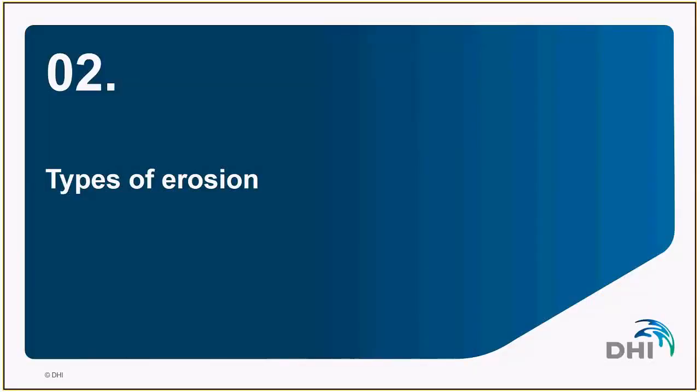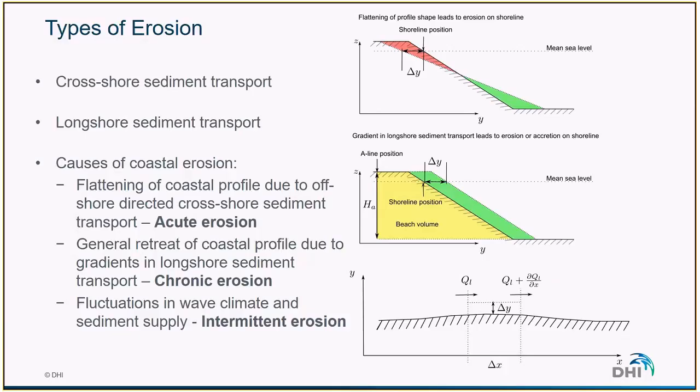As we have seen in the previous webinar, there are different types of coastal processes which lead to different types of sediment transport, and this can lead to different types of erosion. The acute erosion is typically the flattening of the coastal profile due to offshore directed cross-shore sediment transport, and it's usually a very episodic, event-related type of erosion.